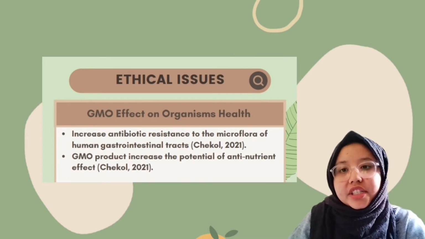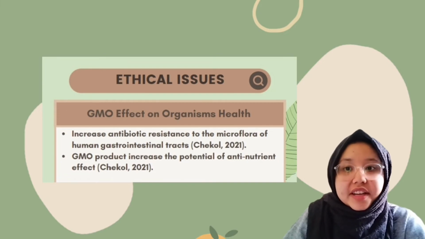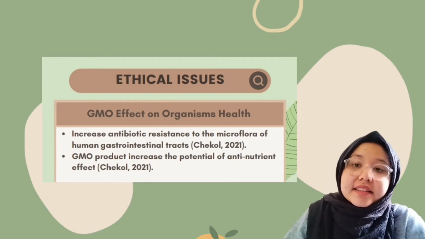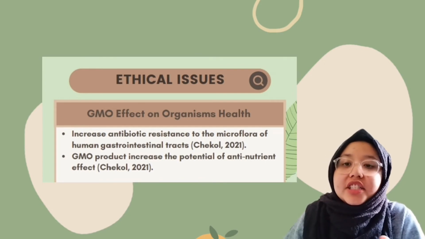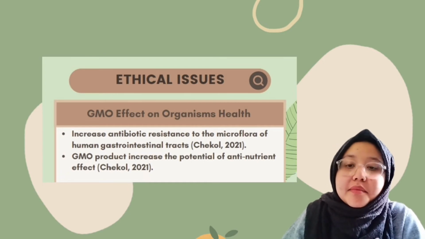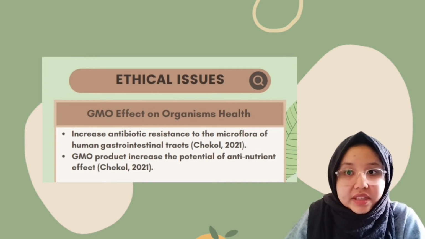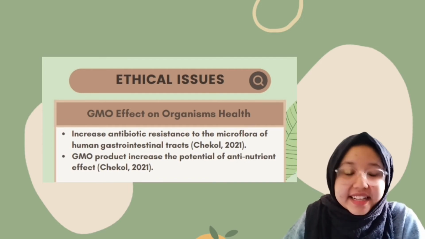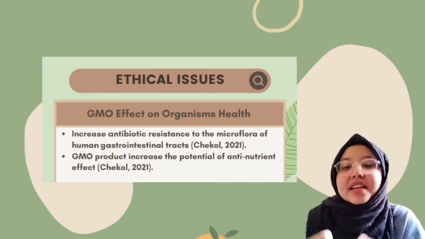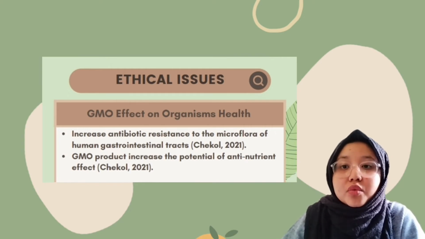The first ethical issue in GMO that we're going to mention is the increase of antibiotic resistance in the microflora of the gastrointestinal tract, or GI tract. This is where it is feared that if we use too much GMO, the GMO can actually increase the microflora's antibiotic resistance, and it can cause the antibiotics being used to be rendered useless. And the second one is that GMO also can increase the potential of anti-nutrient effect, which means that the utilization of nutrients in a certain food can be decreased due to the use of GMO.